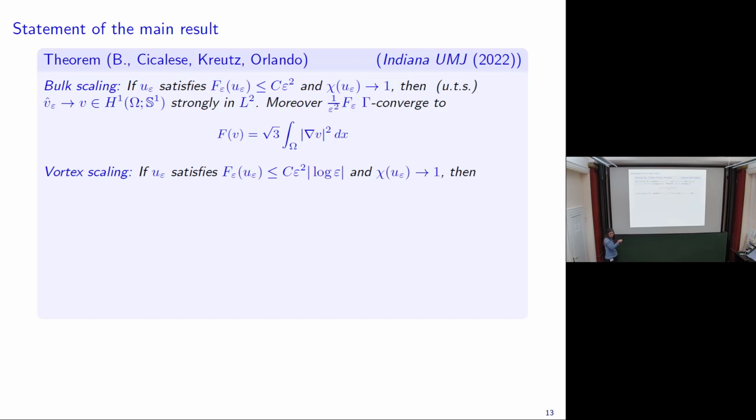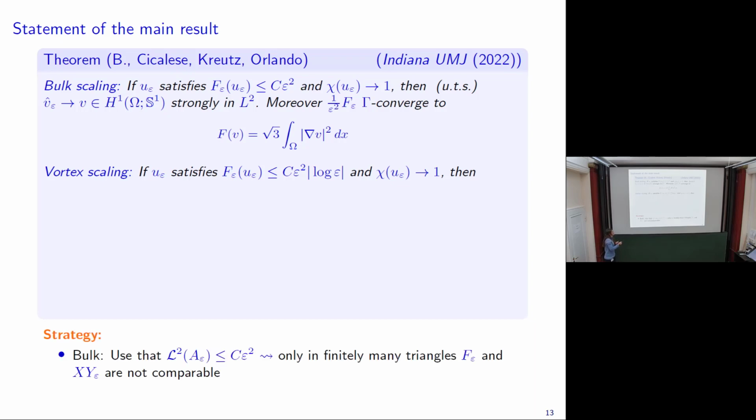And your rescaled energies Gamma-converge to the Dirichlet energy multiplied by a factor which comes from the volume of your unit cells. The strategy to do that is to use the quantification of the measure of A epsilon, which tells you that in this regime you can have only finitely many triangles where you cannot compare the antiferromagnetic with the ferromagnetic, and you can deal with that. Finitely many triangles, it's easy to explain.